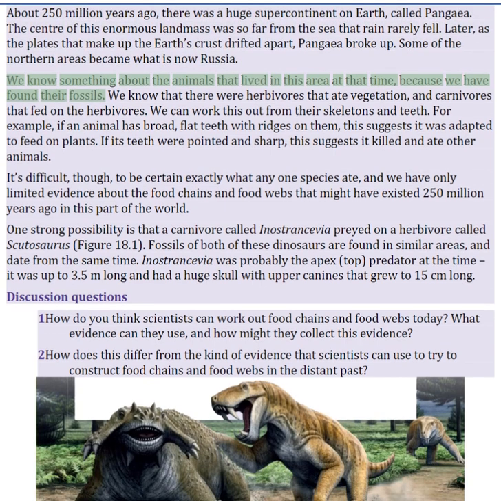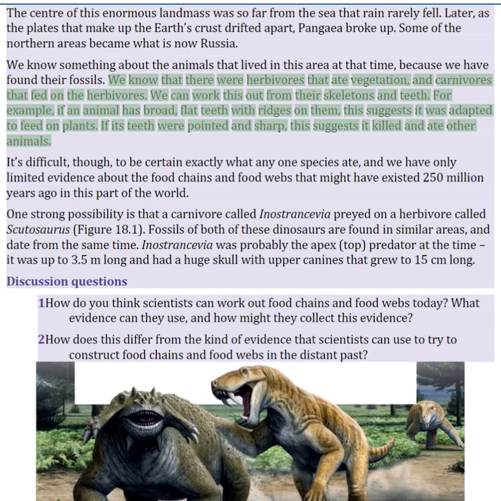We know something about the animals that lived in this area at that time because we have found their fossils. We know that there were herbivores that ate vegetation and carnivores that fed on the herbivores. We can work this out from their skeletons and teeth. For example, if an animal has broad, flat teeth with ridges on them, this suggests it was adapted to feed on plants. If its teeth were pointed and sharp, this suggests it killed and ate other animals.